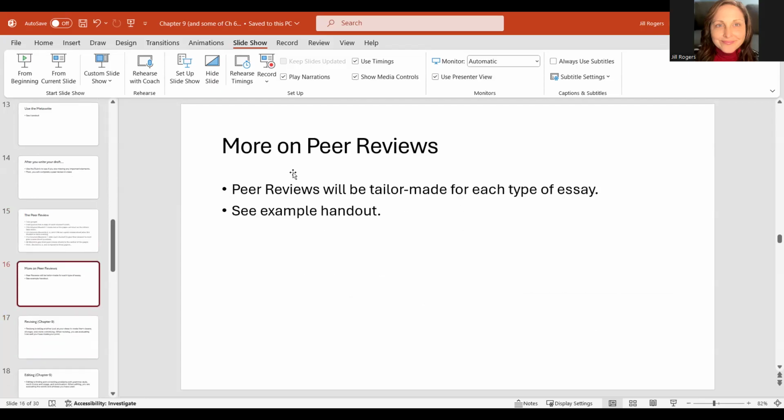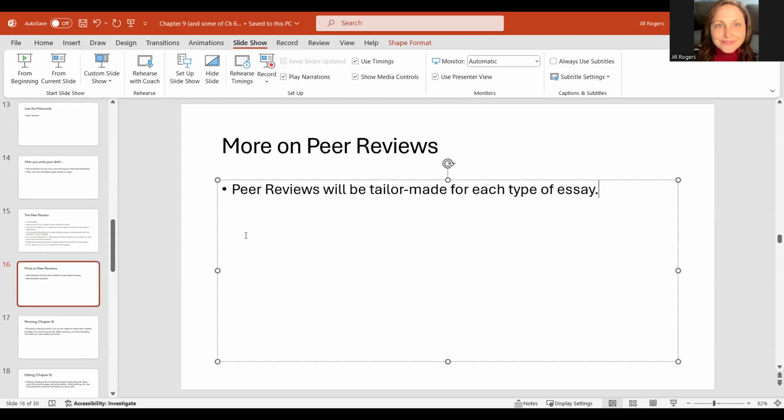Okay, so, oh, I didn't do an example handout. We'll do it later. It's just a bunch of questions. I didn't want to do it because it'll depend on each essay. Peer reviews will be tailor-made for each type of essay. I decided against giving you a handout example because they basically will be, of course, basic essay structure, but also if you're doing a narration essay, it will ask specific questions about narration essay elements and things like that. If we're doing description, it'll be different for description.